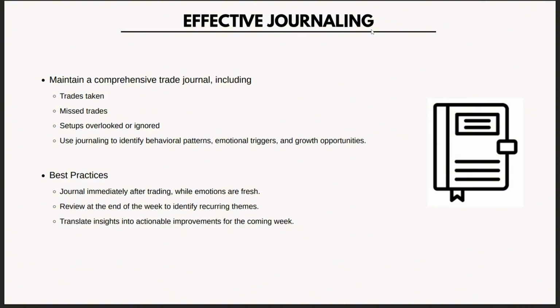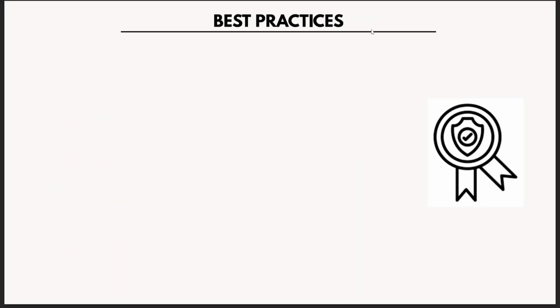So the best practice is to journal immediately after trading, while your emotions are fresh. You guys know why I say this, right? Because you're going to forget how you felt while your trade was in drawdown or in profit. Now, review at the end of every week to identify recurring patterns. Translate these insights into actionable improvements for the coming week. It's something you want to do every week.